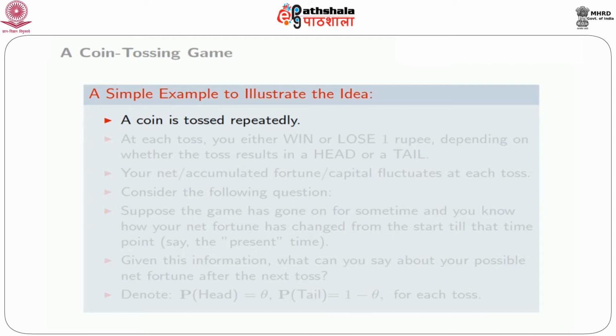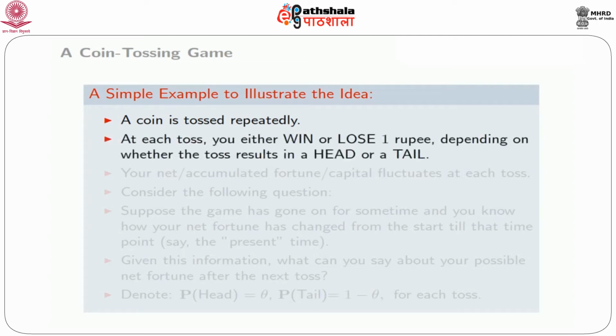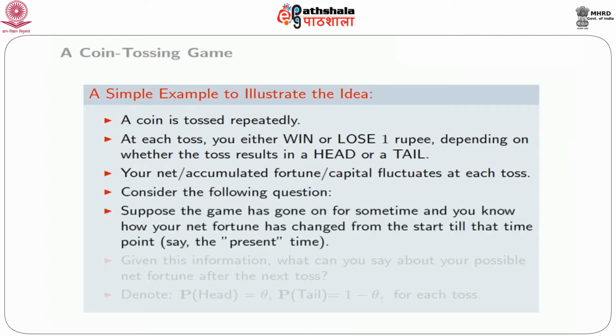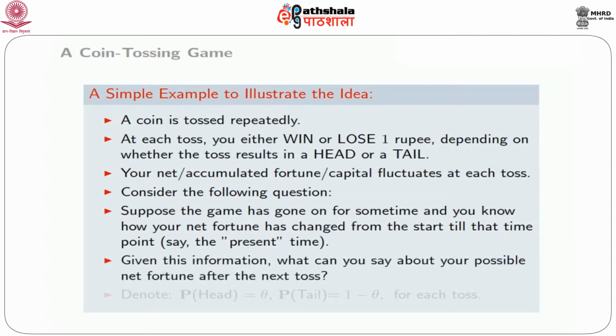So a coin is tossed repeatedly. At each toss, you either win or lose 1 rupee, depending on whether the toss results in a head or a tail. And of course, your net or accumulated fortune or capital fluctuates at each toss. We consider the following question. Suppose the game has gone on for some time, and you know how your net fortune has changed from the start till the time point, say the present time. I call it the present time. Given this information, what can you say about your possible net fortune after the next toss? Remember, you know the history up to that present time point.